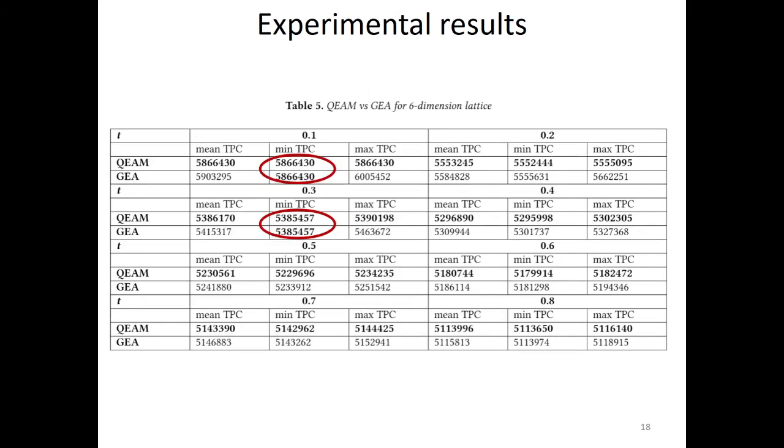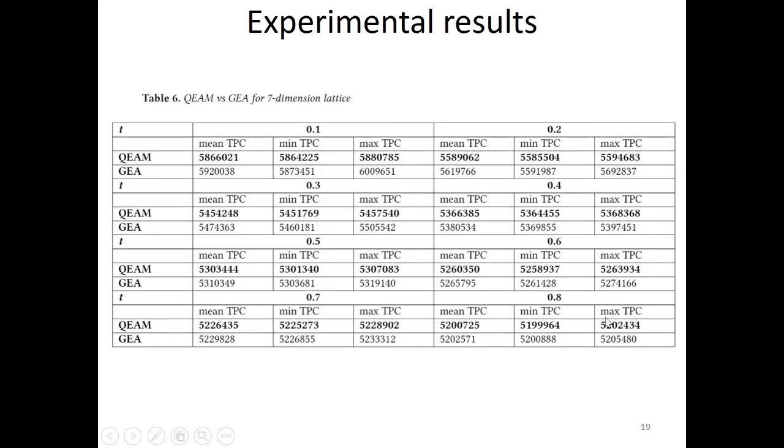As for the 6-dimensional lattice, the table shows that QEAM finds better solutions since its mean, minimum, and maximum TPC are better than the genetic algorithm's, except for the thresholds 10 and 30%, where the genetic algorithm finds a similar minimum TPC. Finally, for the 7-dimensional lattice, the supremacy of QEAM over the genetic algorithm becomes very clear, since QEAM outperforms the genetic algorithm for all statistical indicators, minimum, maximum, and mean TPC, and that is for all thresholds, with no exception. This proves the scalability of QEAM's solution quality.